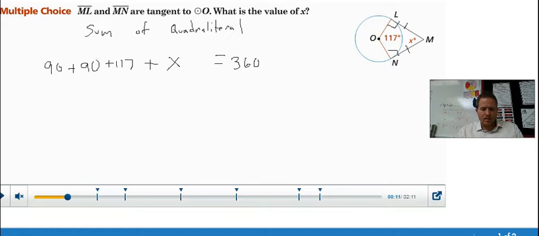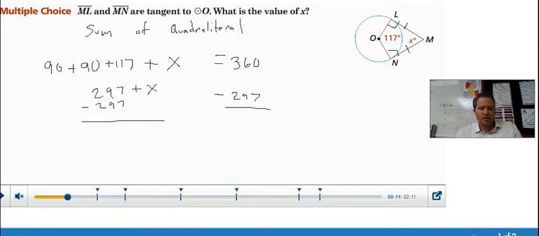I get 180 plus 117, which gives me 297 plus x. I'm going to subtract 297 from both sides, and I get 360 minus 297, and this crosses off, and we get x equals 63 degrees. Okay.